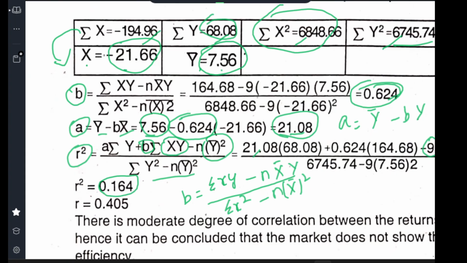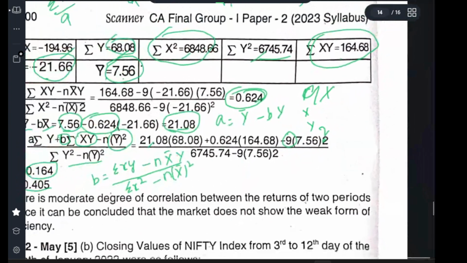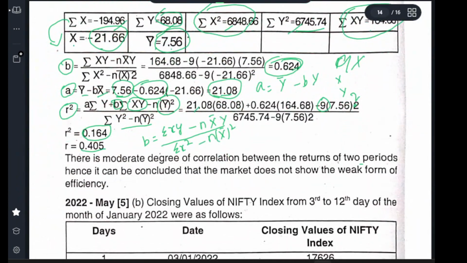Actually, we get R, the whole root, as 0.4. A moderate degree of correlation between the returns of two periods. Hence, it is concluded that the market does not show weak form of efficiency. So this is the way they found whether this market is weak or not.